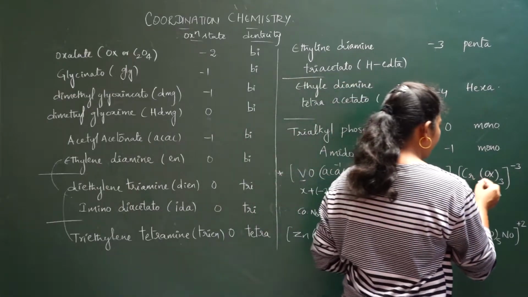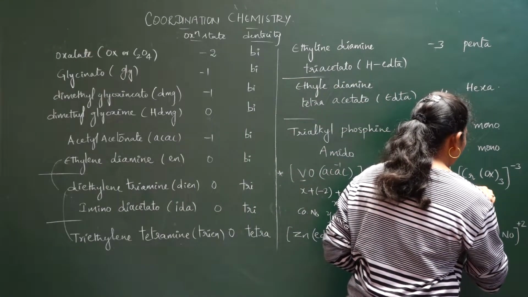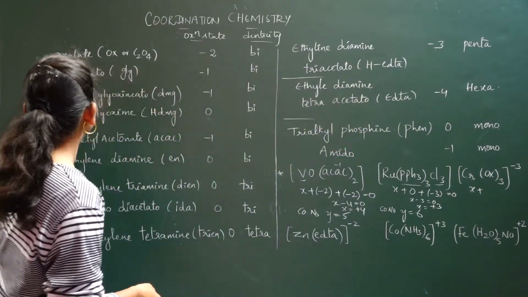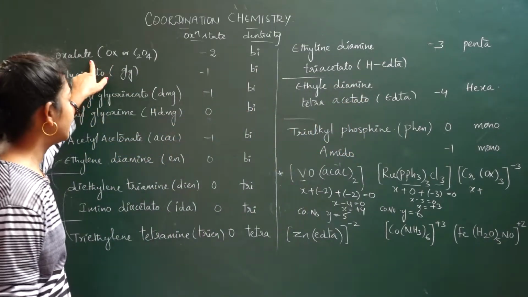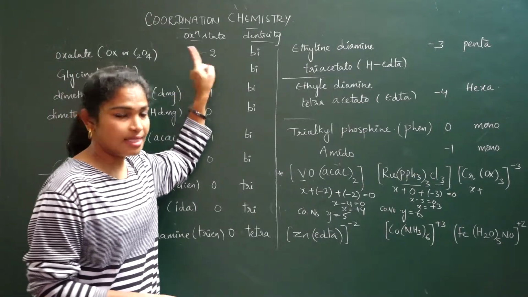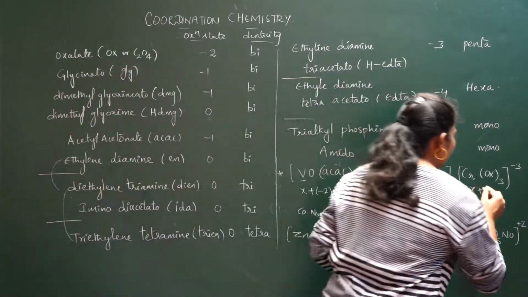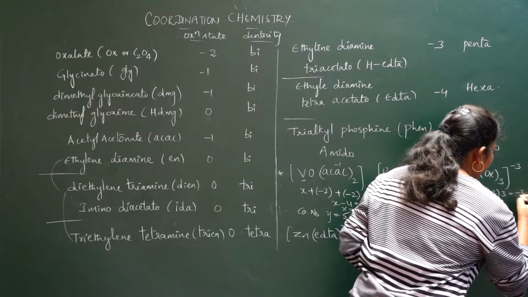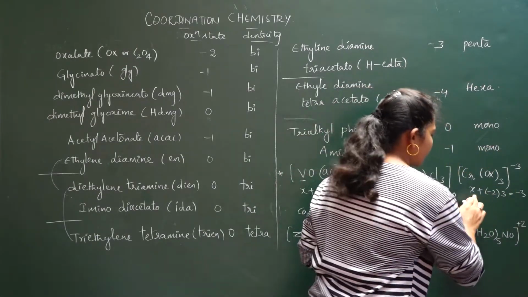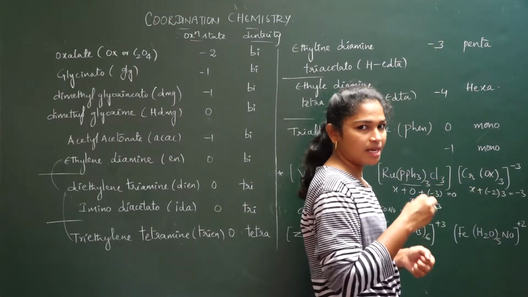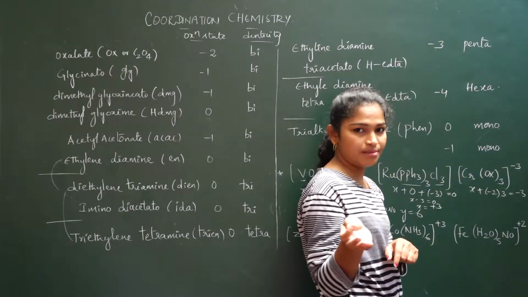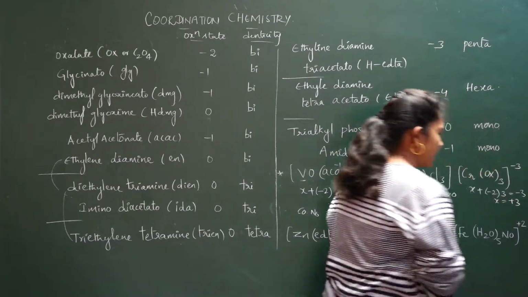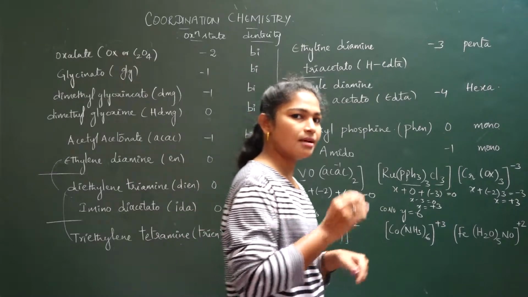Now you calculate here: chromium X, right, plus what is the OX? OX is oxalate. The charge on that is -2 and it is bidentate, right? So here you have to write -2, and 3 are there, that is -6. Now X, 3 times 2 is 6, -6. When -6 goes to that side, it becomes +6. So X is equal to +3. So the oxidation state is +3.